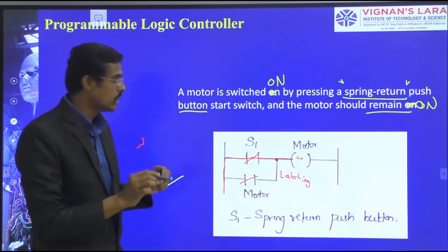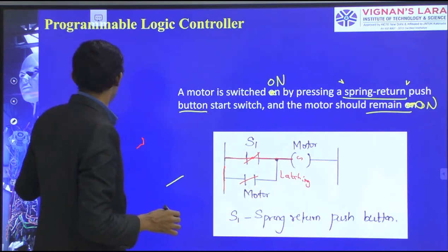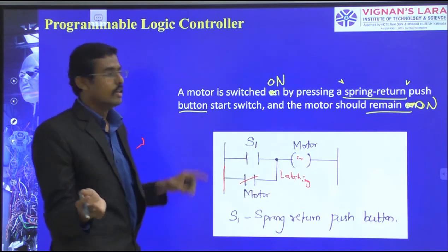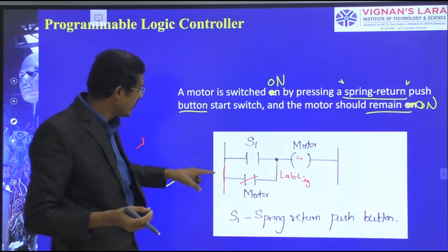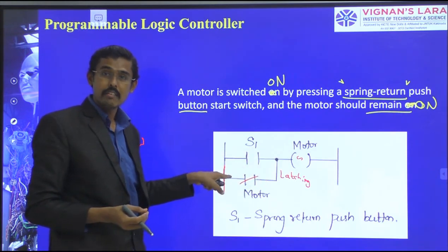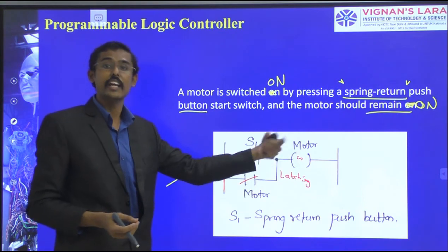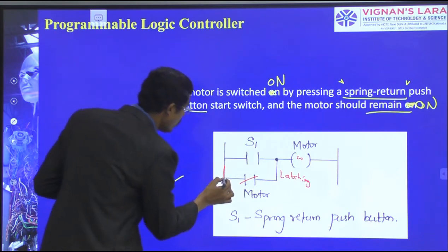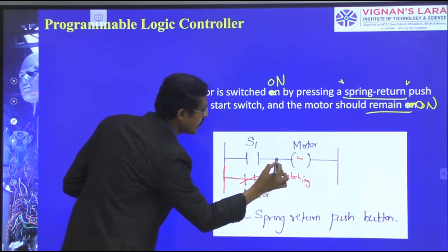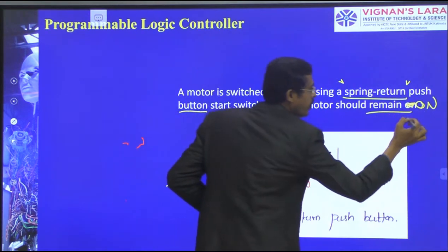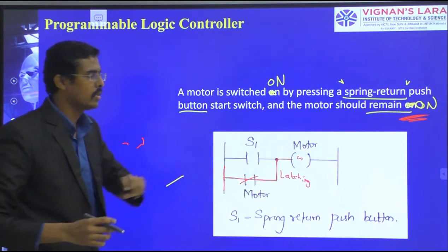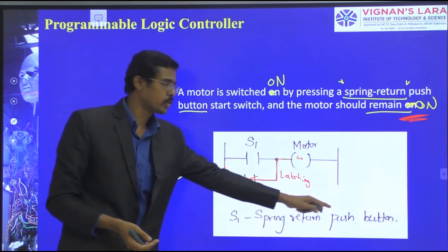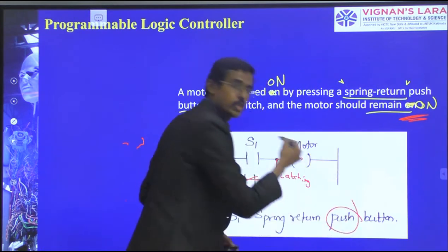What happens? Even though this connection is not there now, because it is a spring return, pressed and came back, in the meanwhile the motor connection is latching, as input given from the power rail to the motor itself again. Therefore, the power goes from here and the motor keeps on running, remaining in the on position. This is named the latching process. That is how we can do it. So S1 is a spring return push button.